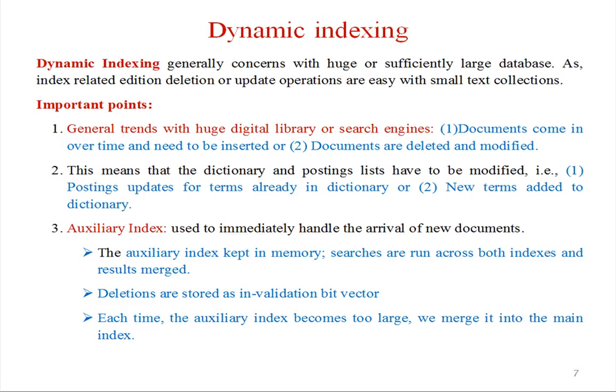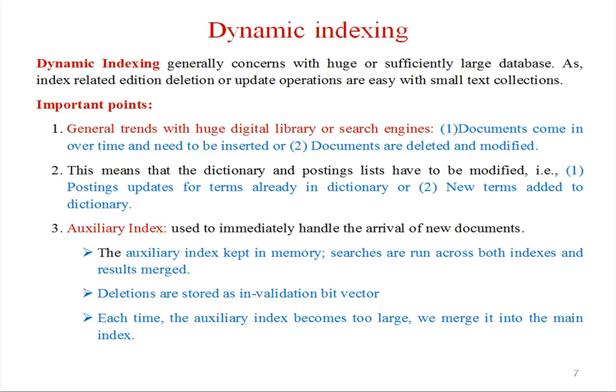Now the next part is dynamic indexing. Thus far we have assumed that the document collection is static. This is fine for collections that change infrequently or never, for example, Shakespeare's plays. But most collections are modified frequently with documents being added, deleted, or updated. This means that a few terms need to be added to the dictionary and posting lists need to be updated for existing terms. The simplest way to achieve this is to periodically reconstruct the index from scratch.